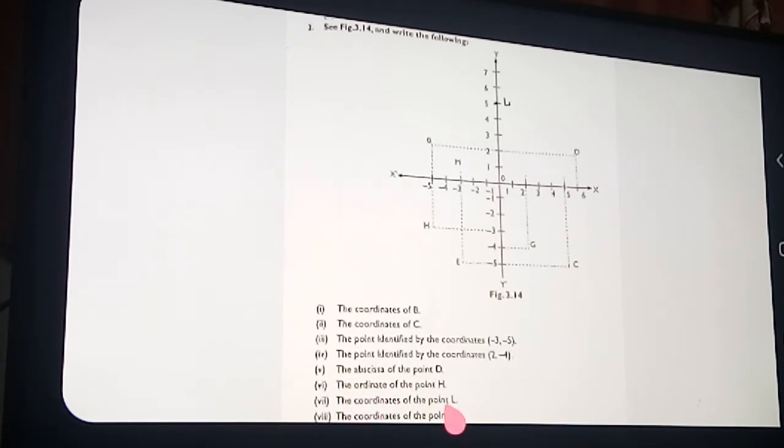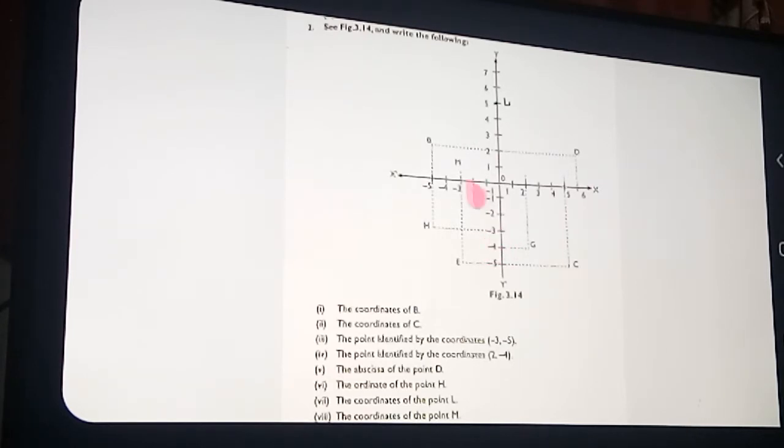The ordinate of the point H. Ordinate. What is the meaning of ordinate? Ordinate means y coordinate. The y coordinate of the point H. See, first we locate the point H. For the y coordinate, we have to draw the foot of the perpendicular from the point H to the y-axis. So see here, from the point H to the y-axis, it meets at the point -3. Therefore, the y coordinate of this point H is -3.